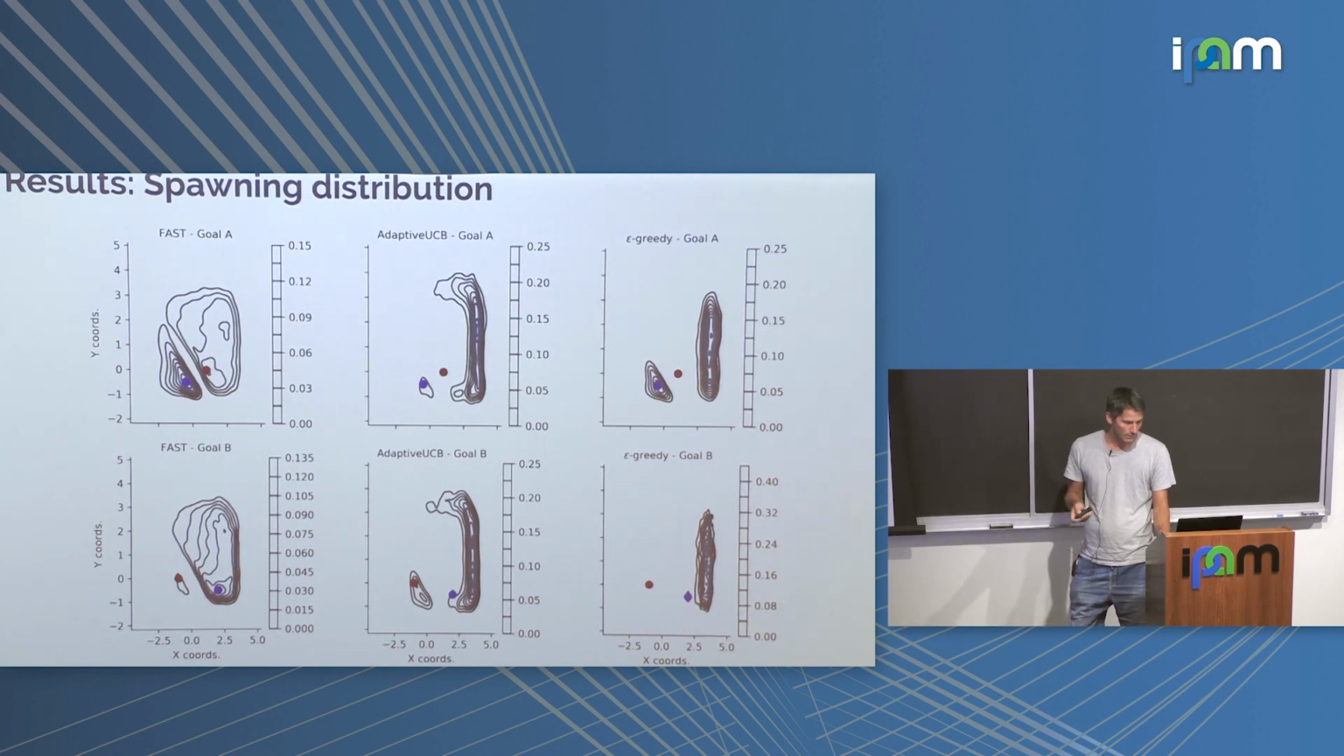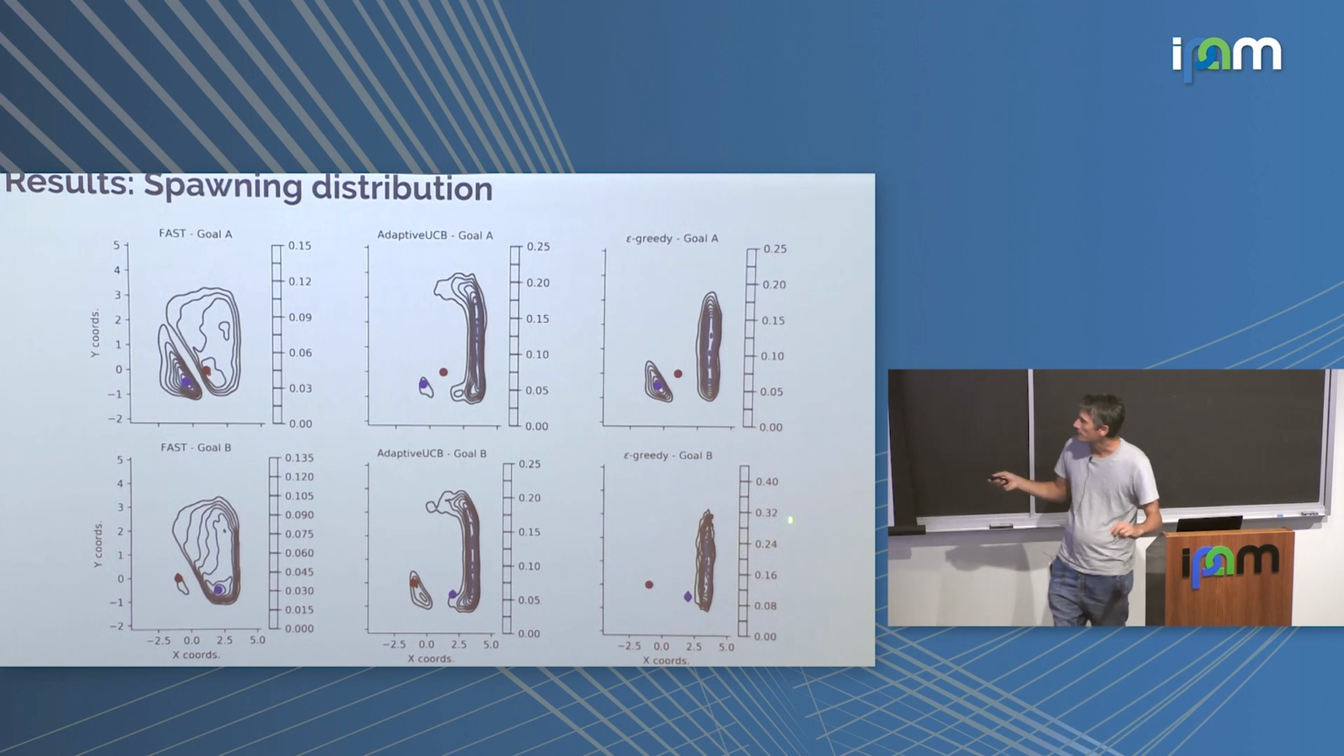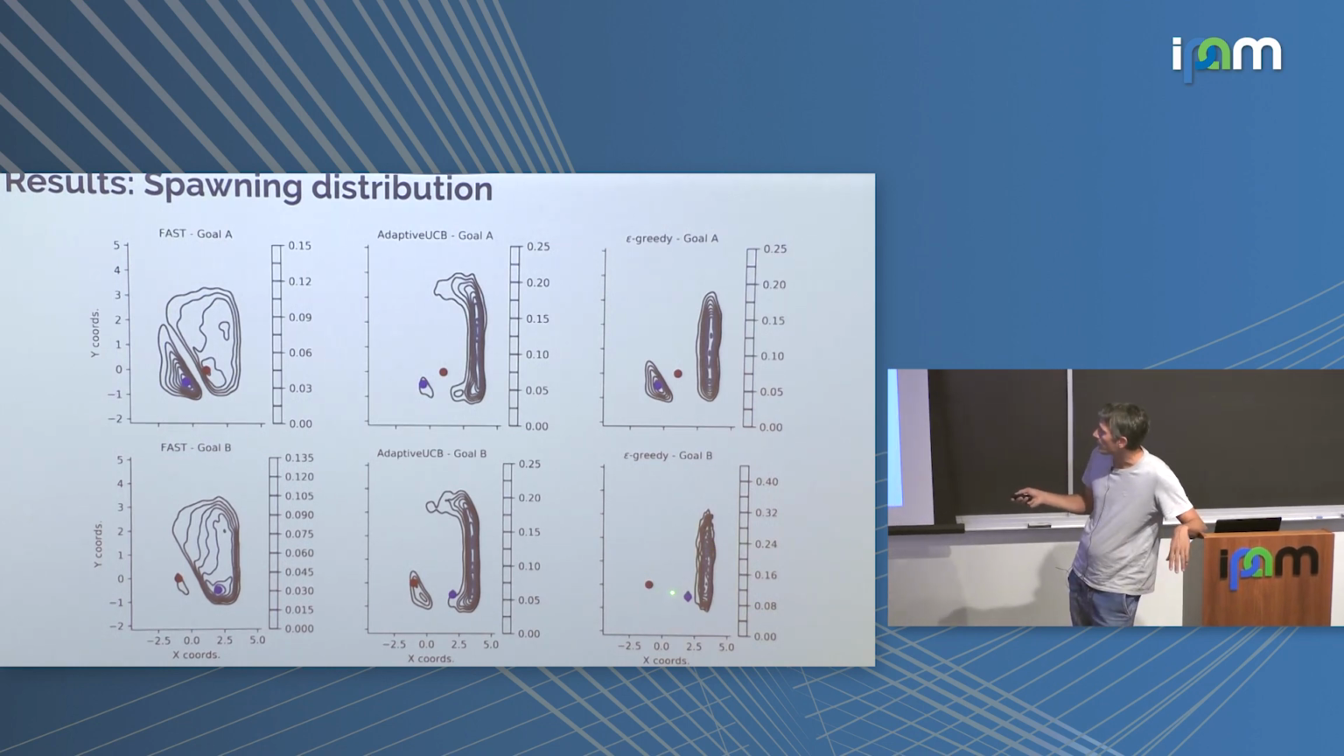This shows, for instance, that epsilon greedy with the wrong goal practically never goes to the red point, never even samples it.